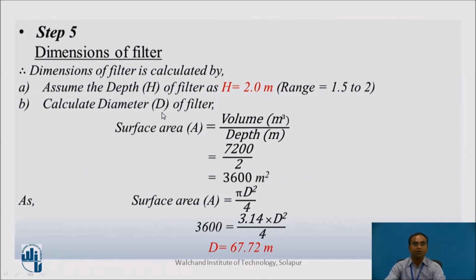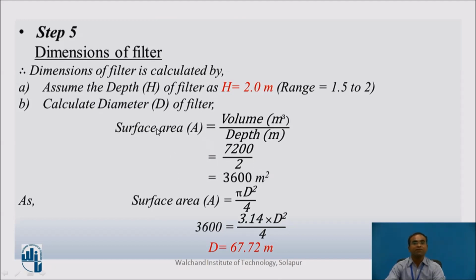And what is the fifth step now? In the fifth step, we will find the dimensions of the filter. For that, we first have to assume the depth of the filter. We always assume the depth of the filter between 1.5 to 2 meter. Here we are assuming the height as 2 meter. As we know the surface area formula, volume divided by depth, we can calculate it: 7200 divided by the assumed depth. By putting in the values, we get 3600 meter square as the surface area.